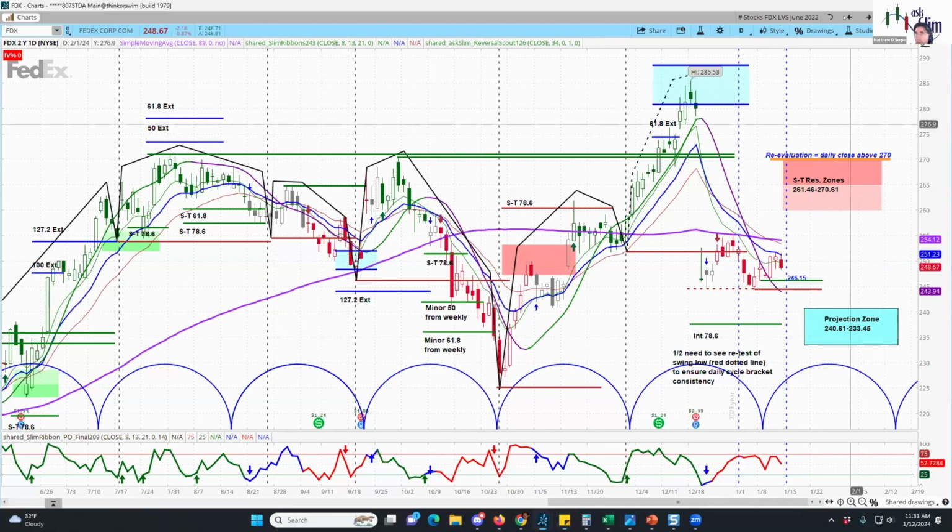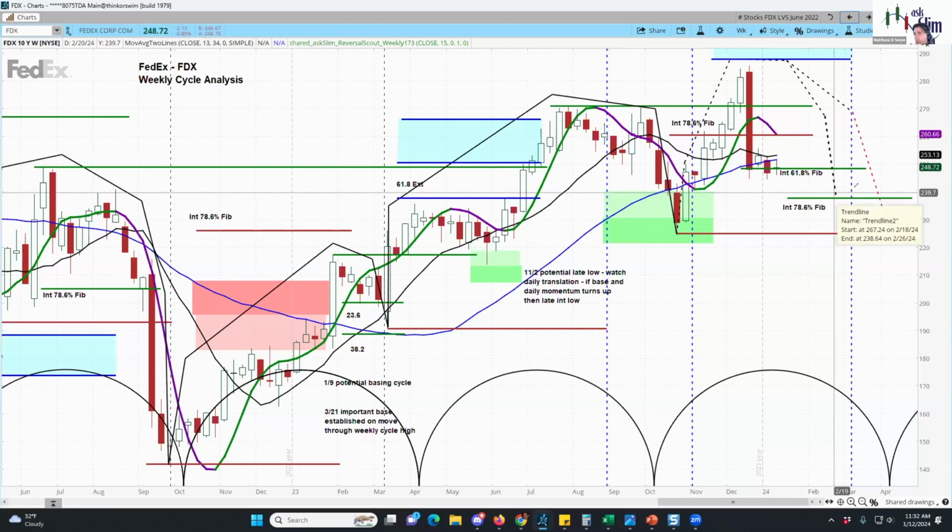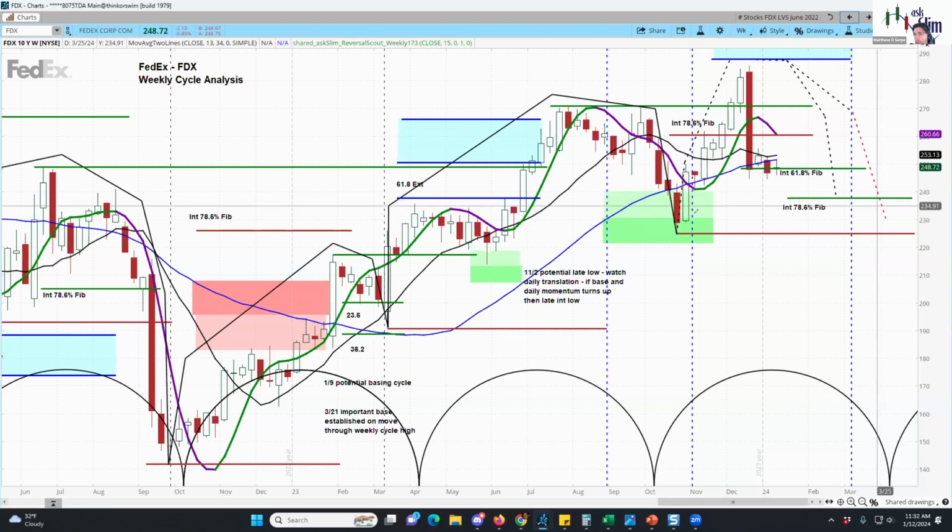Coming back to the weekly, I have two projections drawn here. One of those is around that cycle low timing with the daily, looking to get close to that intermediate 78.6. And then if it is really weak, then we are likely to see it get close to that prior cycle low around that 230 level as we get out into that March-April timeframe. All right, that's my review of FDX.